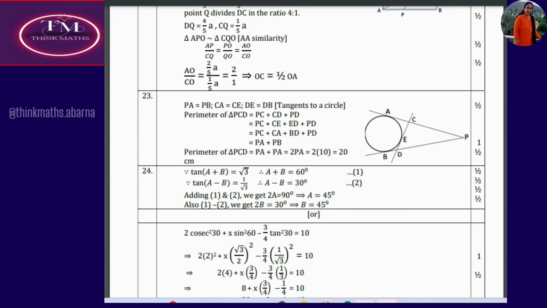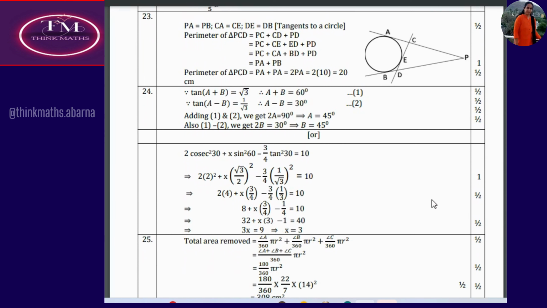Next, 24th question, you have to find out the value of A and B. For this equation, half mark, then A minus B is equal to 30, half mark. And if you find out the value of A, half mark, find out the value of B, half mark. So here value of B is 15, not 45. 2B is equal to 30, so B is equal to 15.